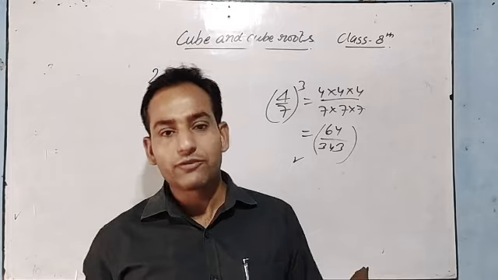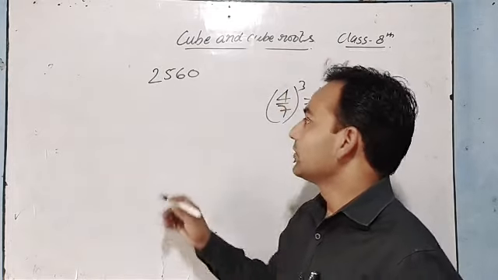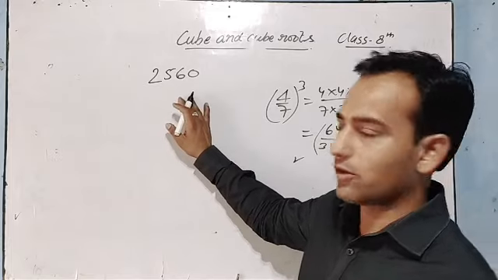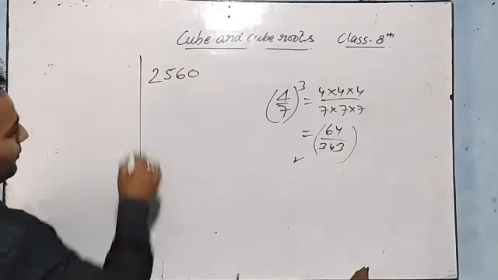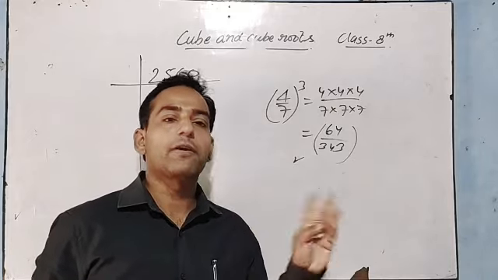So you have your books. If you have, please see your books. If you don't have, please practice from here only. 2560, one number we have already been given. We have to check by which number this 2560 must be multiplied to make it a perfect cube.